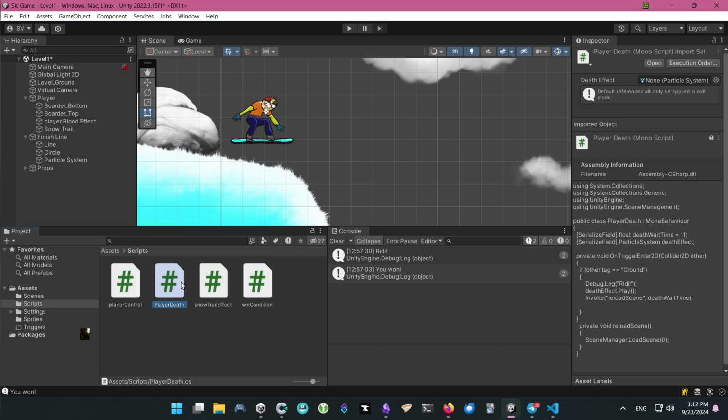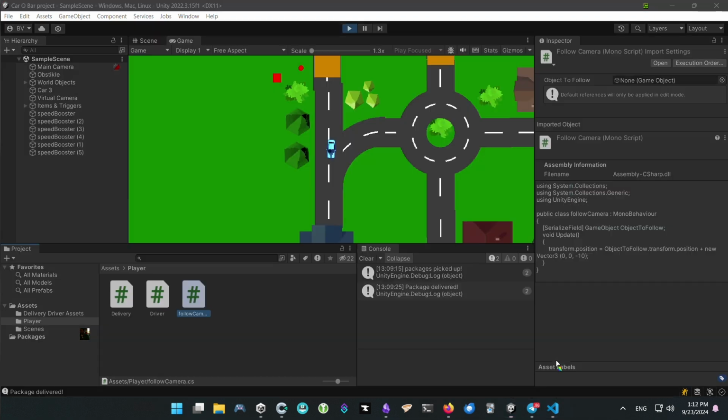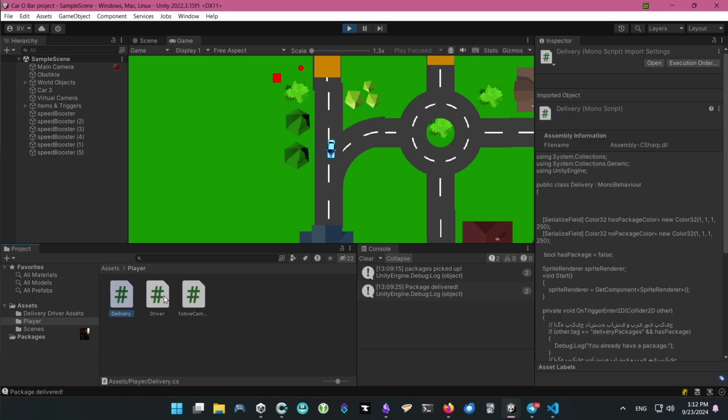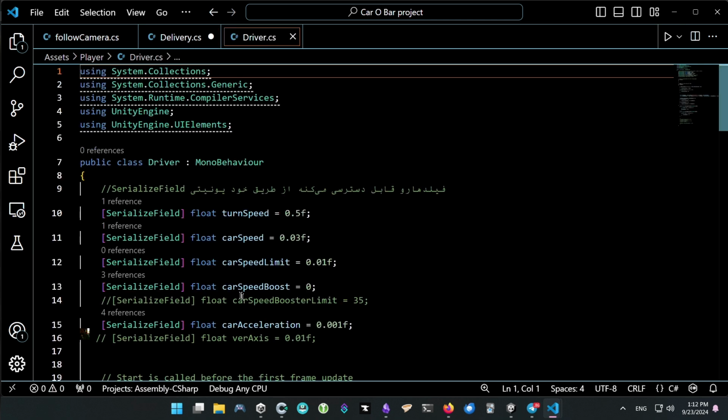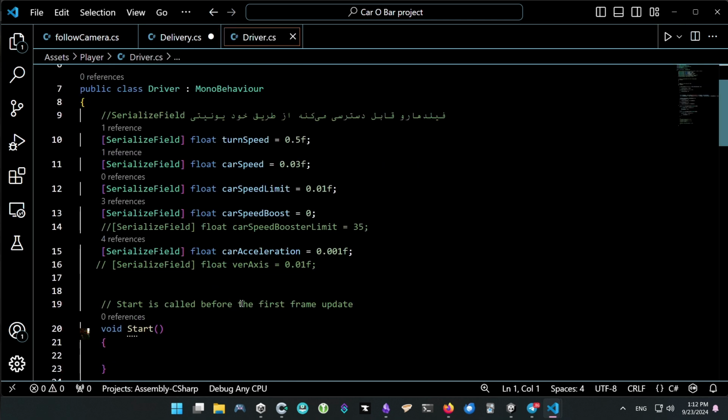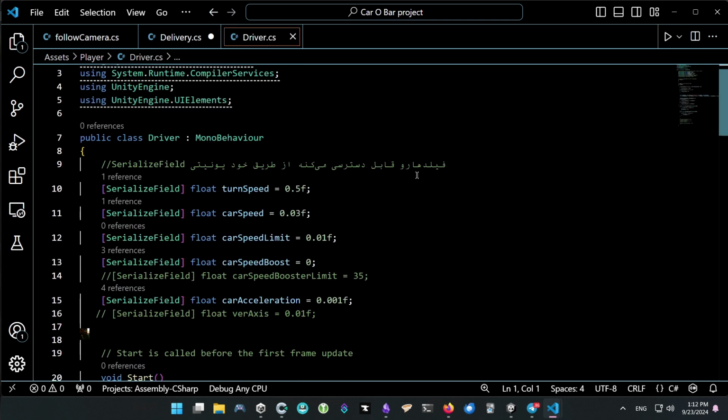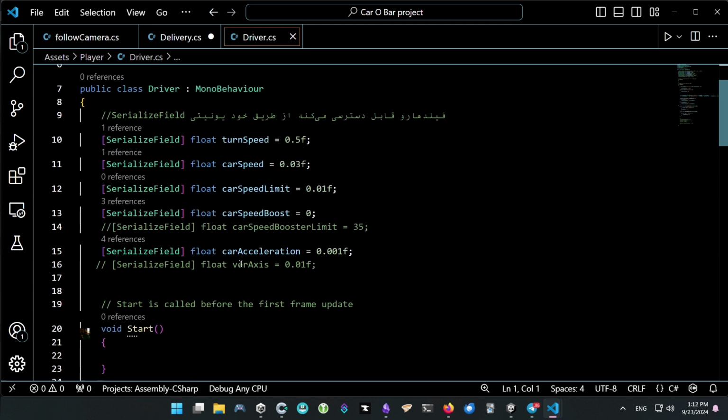So yeah, I'm confused. I have a rule from delivery and I have a rule from driver. The driver thing is for the control and stuff. I write some notes to myself in my native language, which is Farsi, Persian. Yeah, this is what I did actually.